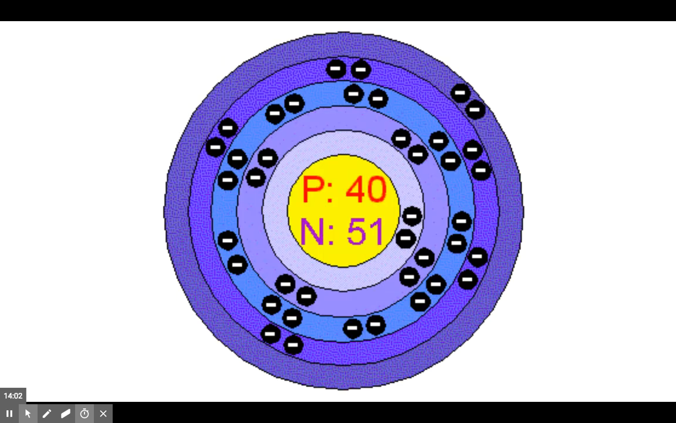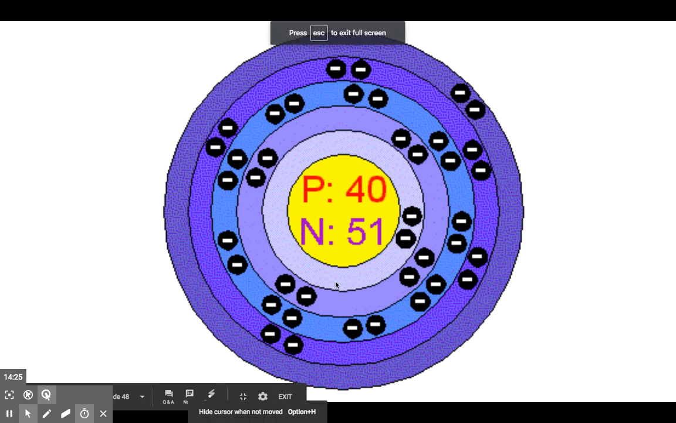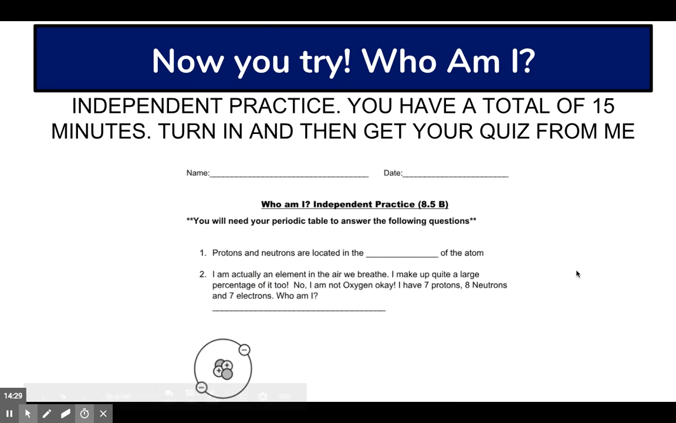All right. I have 40 protons and 51 neutrons. What element am I? This one is zirconium. Zirconium. All right. So now we're going to give it a try.